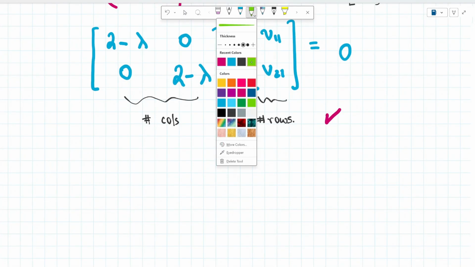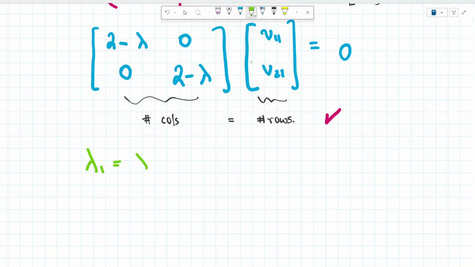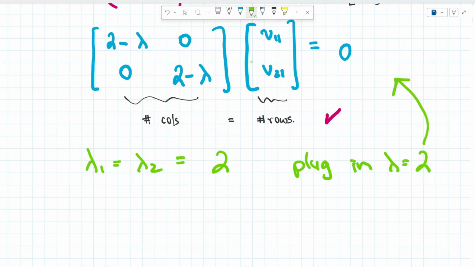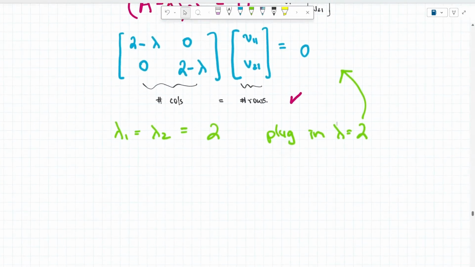So we found that lambda 1 equals lambda 2, which equals 2. So we want to plug lambda equals 2 into our equation above. So what happens when we do that? This is actually quite curious.